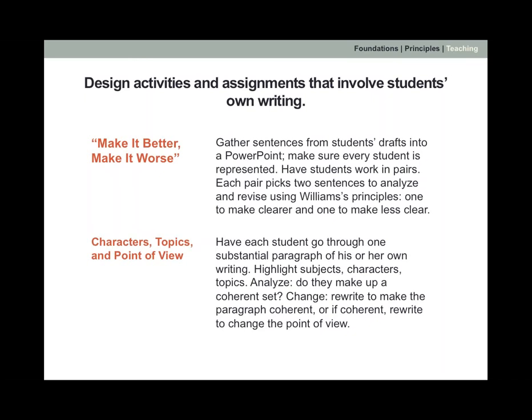We can also have students think about characters, topics, and point of view. They can go through and highlight those beginning elements of their sentences in a draft. What are your subjects? What are your characters? What are your topics? And then ask themselves questions about them. Do they make up a coherent set?